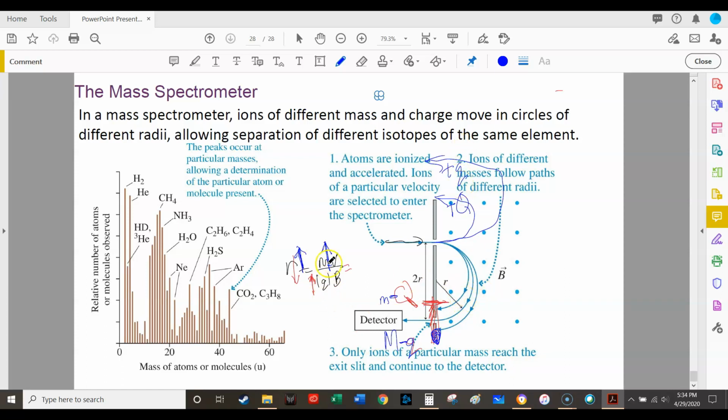but you could also figure out the magnitude of the charge and also the mass of the object, as long as you're keeping the velocity and the B field constant. So it's pretty neat. So that's how a mass spectrometer works.